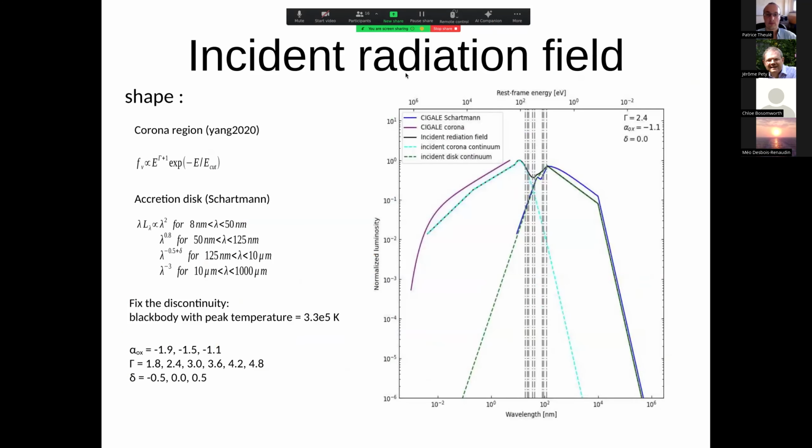All right, so the first component is the incident radiation field. The corona region is modeled with an exponential law, so we have the gamma index and the energy cut. Then the accretion disk is modeled with a series of broken power laws, which can be modulated somehow. So we have 3 parameters to shape this incident radiation field from the black hole. And the intensity is also modeled with a radiation parameter.